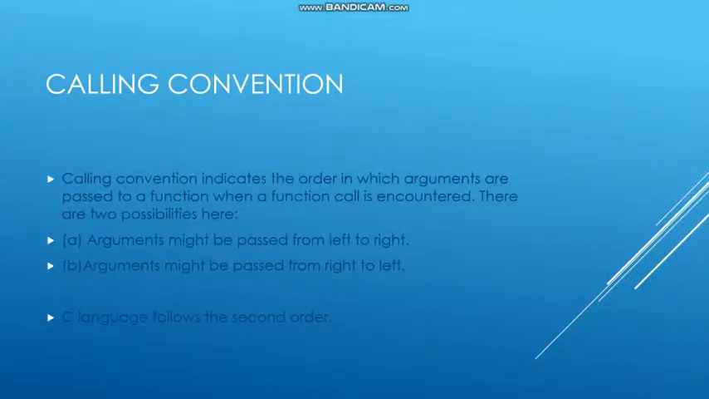After that, we look at the calling convention. Calling convention indicates the order in which arguments are passed to a function when a function call is encountered. So there are two possibilities here. The arguments might be passed from left to right, or the arguments might be passed from right to left. Okay, so which does C language follow? C language follows the second order.